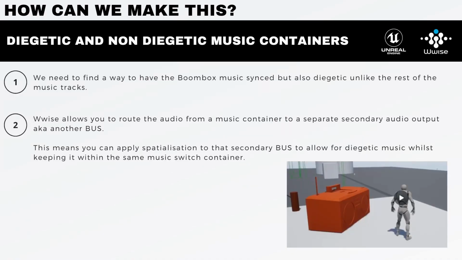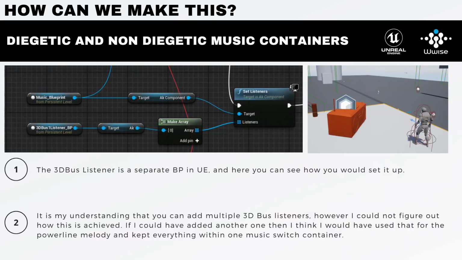The final piece of the puzzle was to figure out how to handle the diegetic music of the boombox, whilst also keeping it in sync and ideally in the same music switch container as the rest of the background music. Conveniently, Wwise does allow you to route audio from a music container to a secondary audio output, and in this case, it becomes a 3D bus, which can then be positioned and spatialized independently. Here you can see how this is done via blueprints.